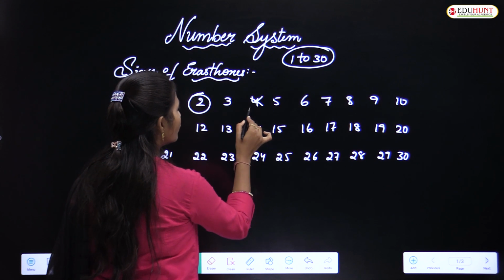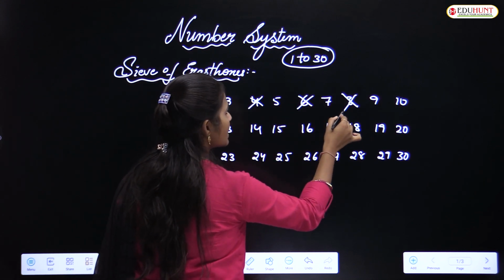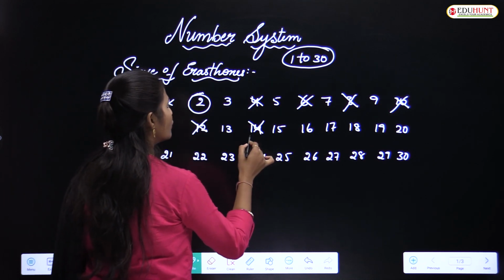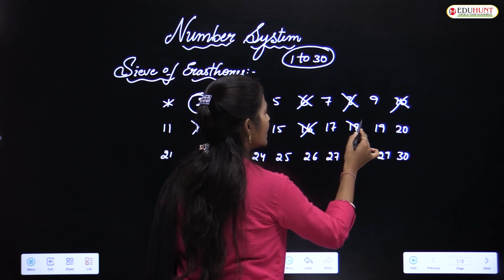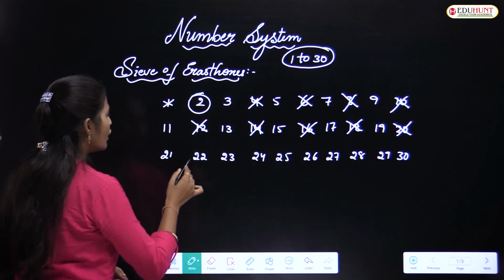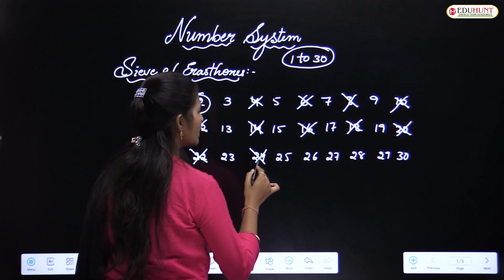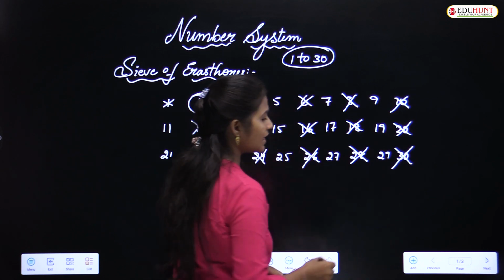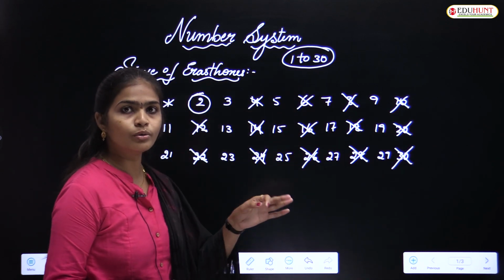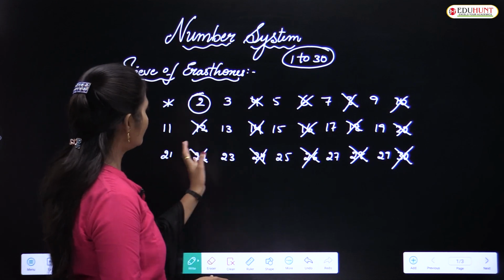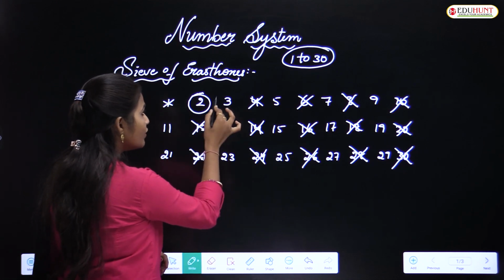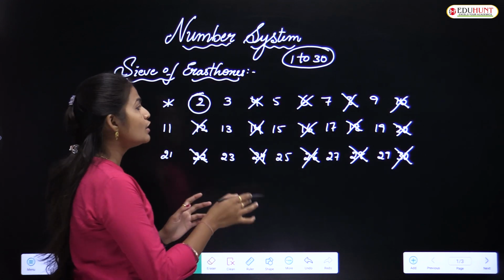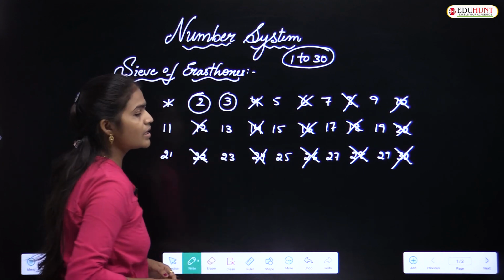So 2 2s 4, 2 3s 6, 2 4s 8, 2 5s 10, 2 6s 12, 2 7s 14, 2 8s 16, 2 9s 18, 2 10s 20, 2 11s 22, 2 12s 24, 2 13s 26, 2 14s 28, 2 15s 30. So I crossed only the multiples of 2. Next, after 2, which number is there that I didn't circle or cross? That number, circle it here.